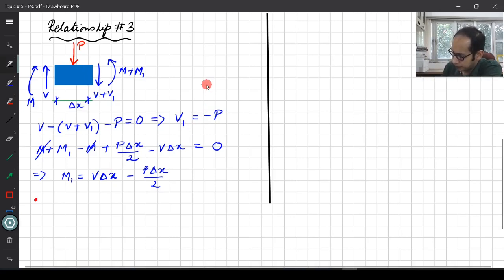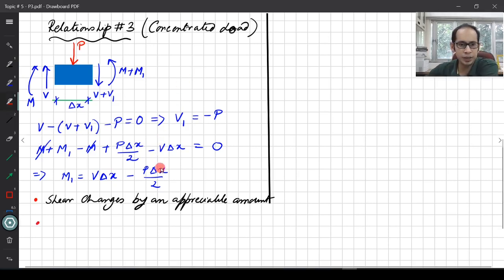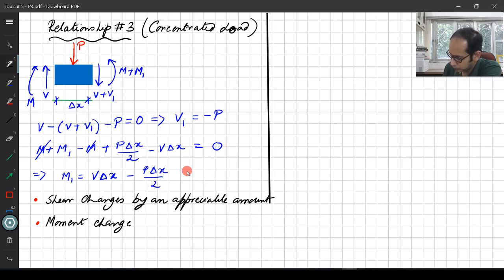So the first point is that, in relationship 3, let's write it over here for a concentrated load, the shear changes by an appreciable amount, and the change in moment over here is negligible because it's dependent upon that small length that you have over there. So the moment change is negligible.